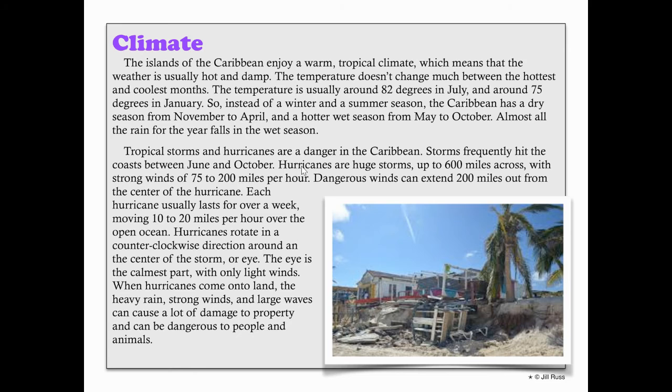Hurricanes are huge storms up to 600 miles across with strong winds of 75 to 100 miles per hour. Dangerous winds can extend 200 miles out from the center of a hurricane. We kind of know about hurricanes here in Florida. Each hurricane usually lasts for over a week, moving 10 to 20 miles per hour over the open ocean. Hurricanes rotate in a counterclockwise direction, so the opposite way a clock moves, around the center of the storm, or what we call the eye of a storm. The eye of the storm is the calmest part with very light winds.